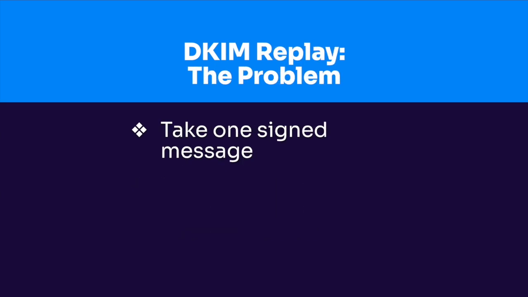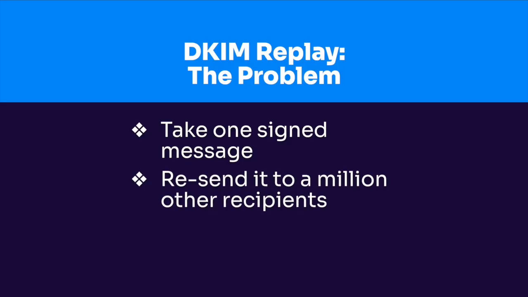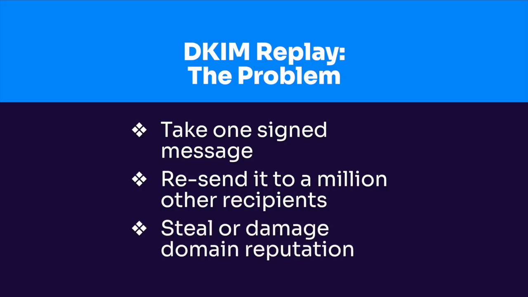First, DKIM replay. Now, this is where a bad actor takes a legitimate DKIM signed message and resends it to lots of new recipients. Because the signature is still valid, it can pass authentication and inherit the original domain's reputation. Bad guys can maybe sneak their way into the inbox based on a stolen domain having a good reputation, and then can damage that domain's reputation thanks to that negative fallout and spam complaints that would result from that unwanted mail.